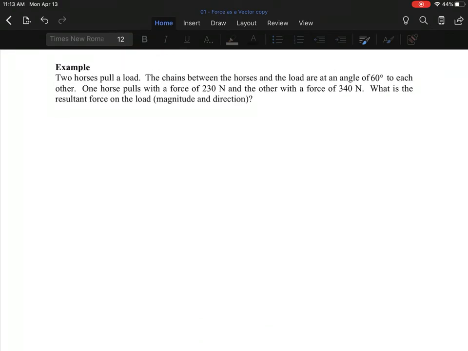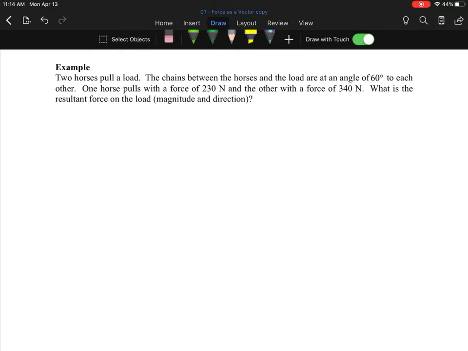To give you a small example, and by small I mean it's not too complicated what's going on here, but the math is a little wild. There's a lot of crazy math that comes out of this, and so you're going to have to get ready for that. It says two horses pulling a load. The chains between the horse and the load are at an angle of 60 degrees to each other. Now, here, we don't mention that that means tail to tail, but it does mean tail to tail because that's the physical way that this plays out.